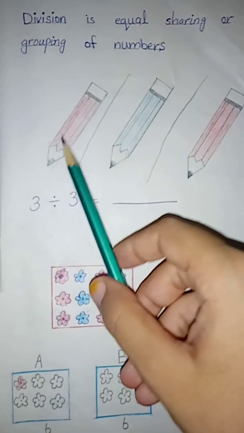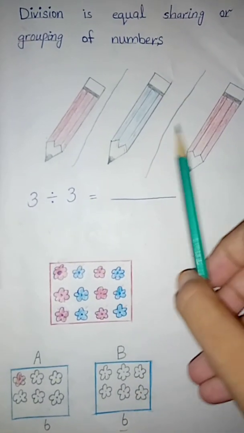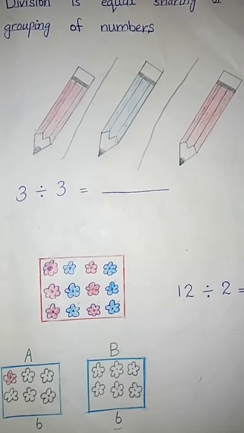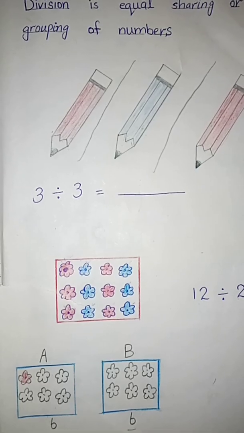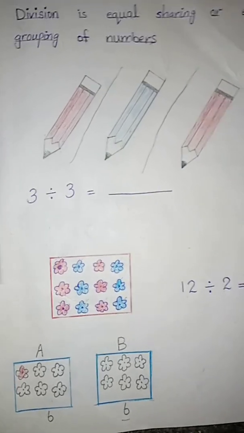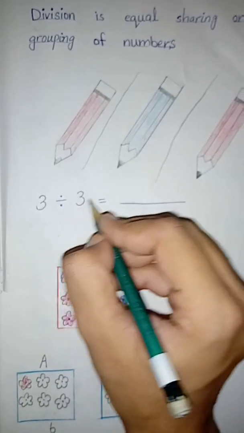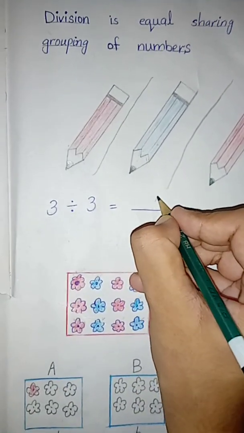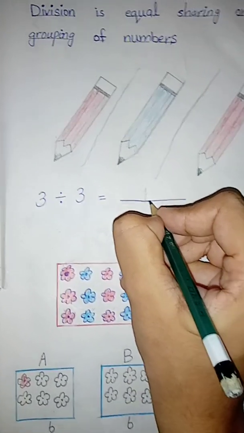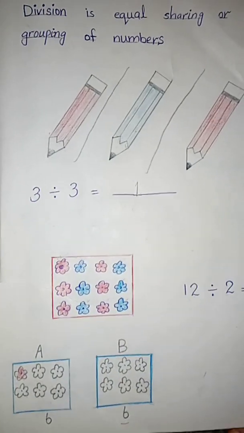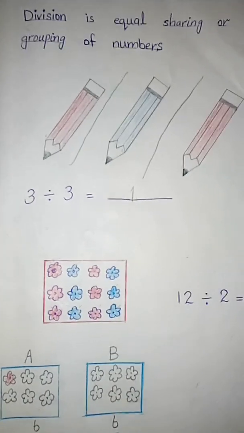In each group we have 1 pencil. So how many pencils does each student get? 1. So our answer is 3 divided by 3 is equal to 1. Now let's see another example.